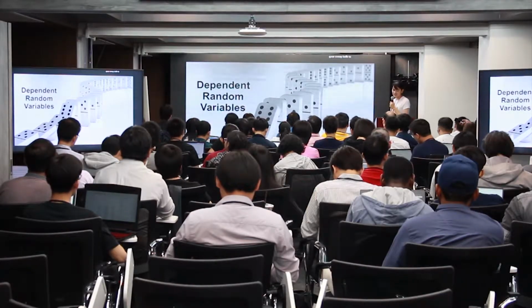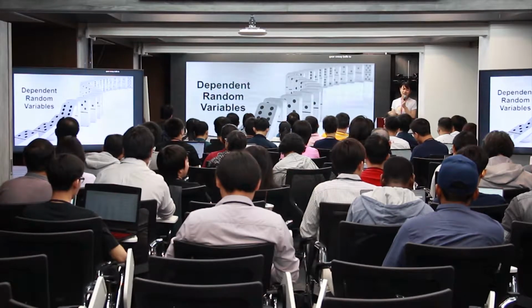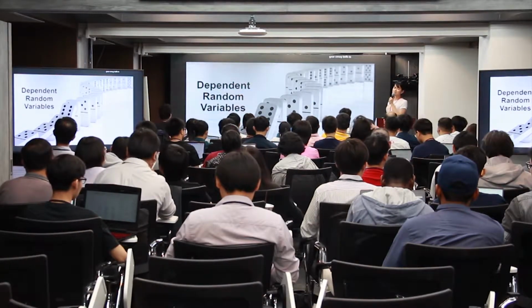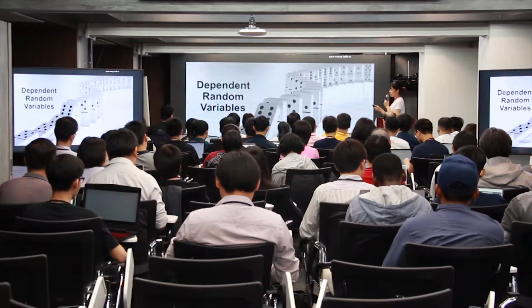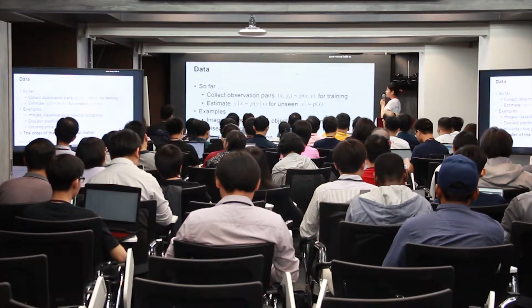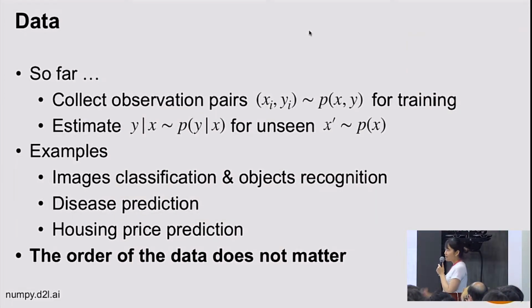Okay, let's start with today's topic. I will start with dependent random variables. In our lectures before today, we were all talking about independent random variables. Remember, for all the models we talked about previously, whether MLP models or convolutional neural network models, we collect observation pairs pair by pair. We don't consider their correlation with each other. They're kind of independent of each other.